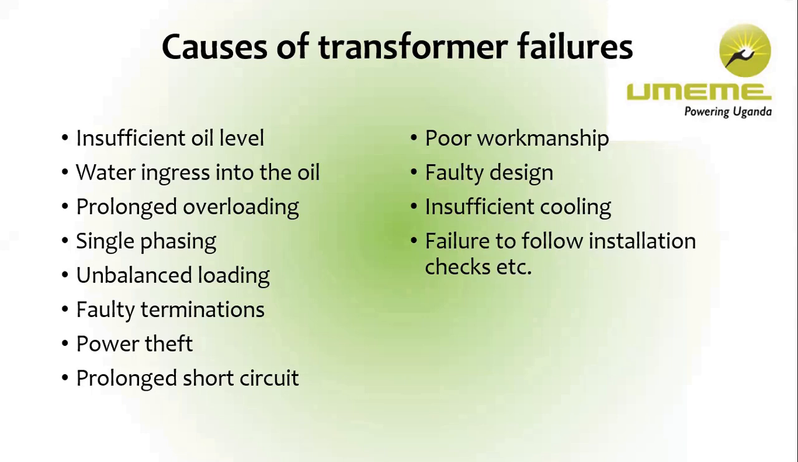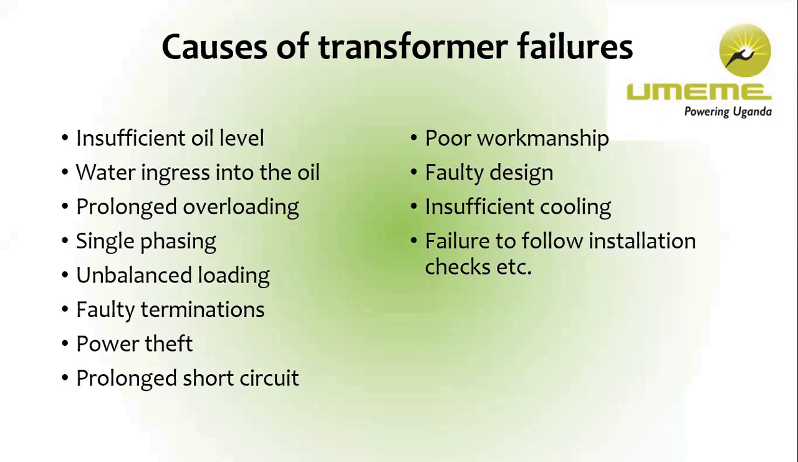Water ingress into the oil. I told you what water does. First of all, it can cause oxidation of the cellulose, paper-like structure that is insulating the windings, the primary and secondary winding. Prolonged overloading: the transformer can be overloaded for a very long time, and in that case the consequences will be that the transformer will fail.